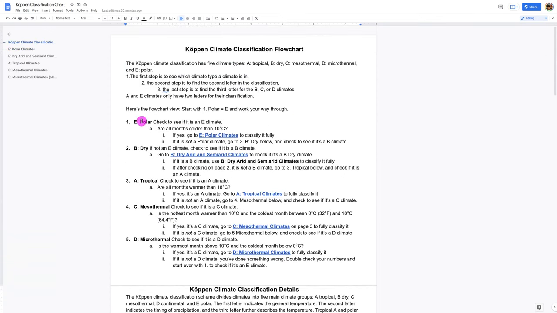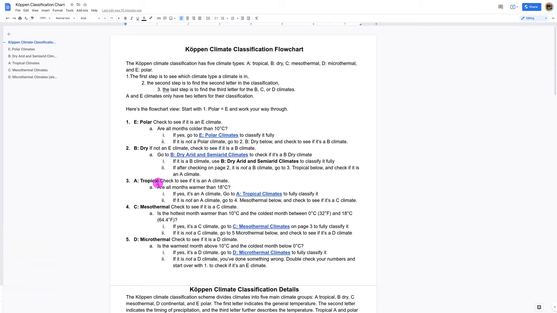So step one, is it a polar climate? Is every month colder than 10? If yes, you go to polar climates. If it's not a polar climate, then you go to step 2. Check to see, is it a dry climate? Go to dry, arid, and semi-arid to check to see if it's a dry climate. We'll do that next week. So let's just pretend it's not a dry climate.